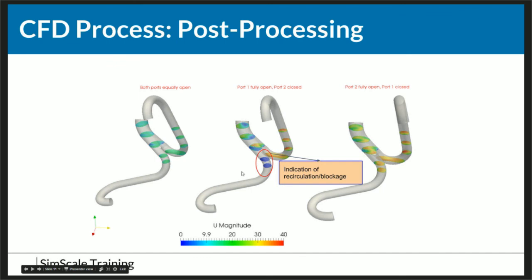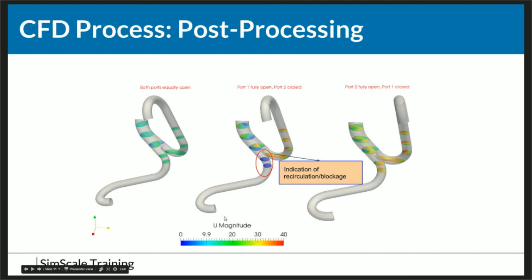Now here, if you look at the first port open and the second port closed, we can see that there is no flow in a whole section of the pipe. This could give you an indication that there would be strong recirculations, which would be leading to the velocity becoming zero. As you can see here, the velocity is going to zero in front of the pipes. It's just not reaching there.